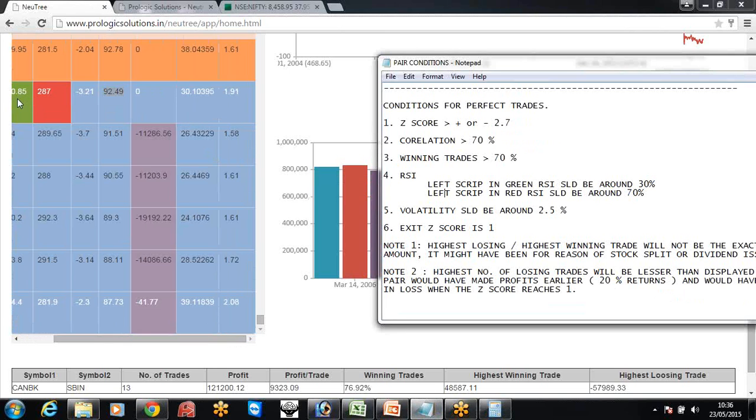RSI, whenever the left script, in this case the Canara Bank, is in green, your RSI should be around 30%. That is also perfect here in this case. So it is 30%. And your volatility should be around 2.5%. Here in this case, it's not 2.5%, it's 1.9%. So there's a slight difference in that.